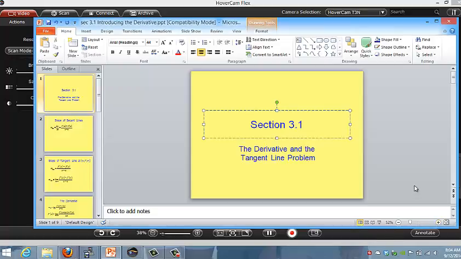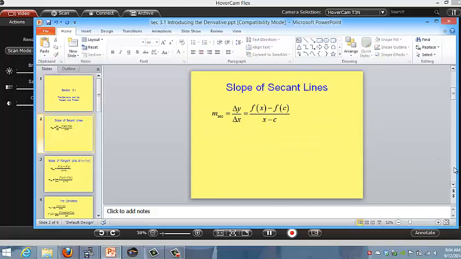So I'm going to start off with a formula that should look familiar to you. See, if we want to find the slope of a secant line, right? So I wrote M with a little SEC for secant. Then that's my formula, right?